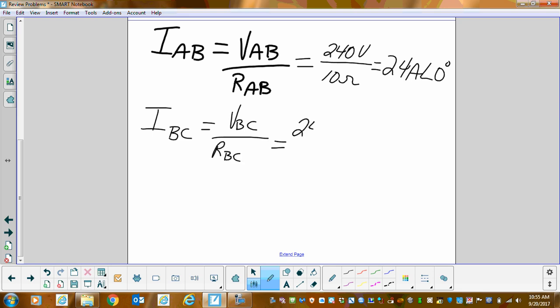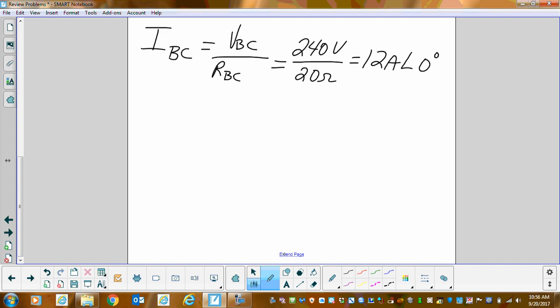And we end up with 240 volts. We're going to divide that by 20 ohms, which gives us 12 amps. And once again, because it's a resistor, we will be at 0 degrees. Again, just indicating that we are in phase with the current and the voltage.